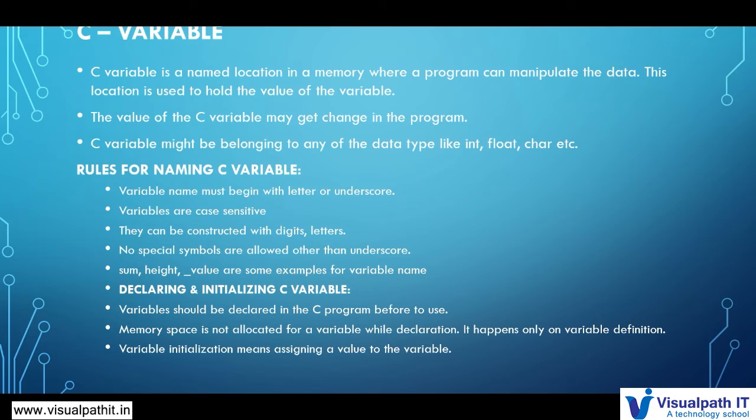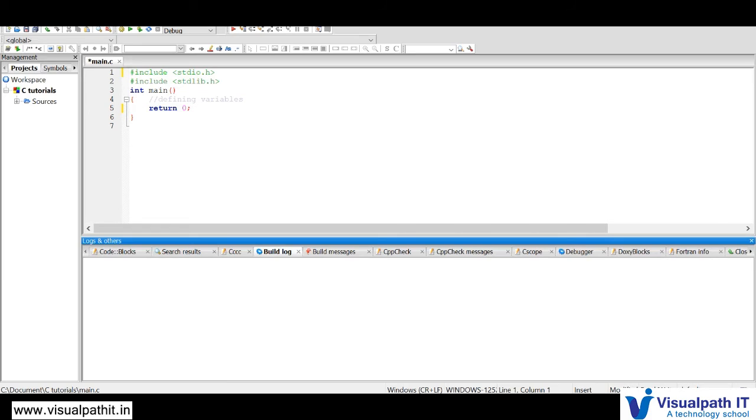Okay, so what are these 3 types of variables? Local variable: the scope of a local variable will be within the function only. These variables are declared within the function and cannot be accessed outside the function.